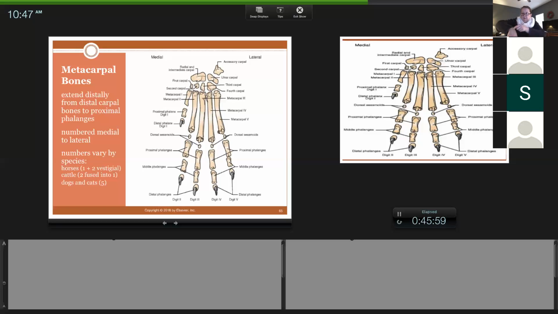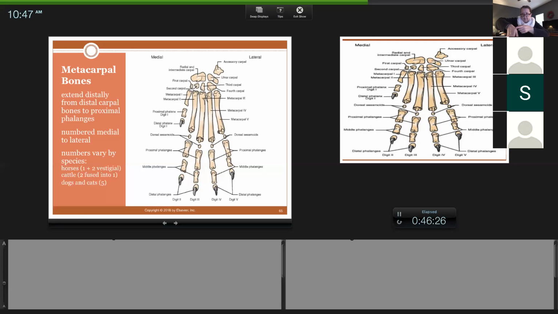Okay, those are the bones of the carpus. The metacarpals are these bones here. Sorry, right here. This is equivalent to the bones of our hand that is right here. Okay, so here's our carpus, here's our metacarpals. You have metacarpal 1. That's this bone right here.